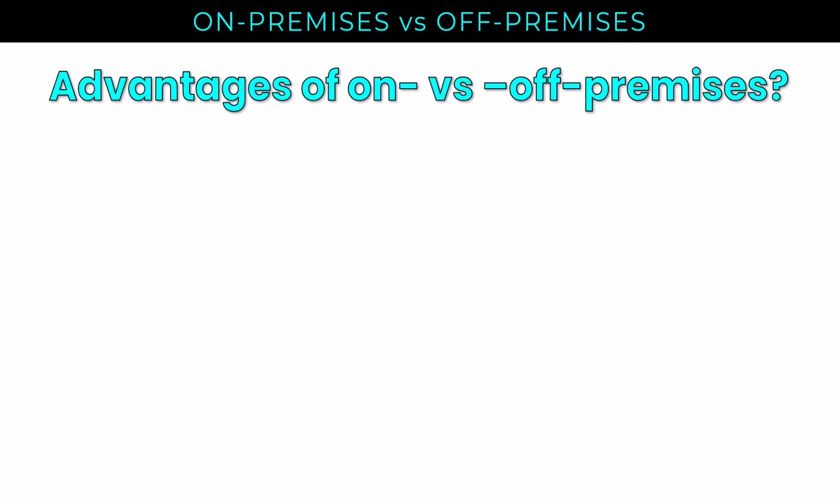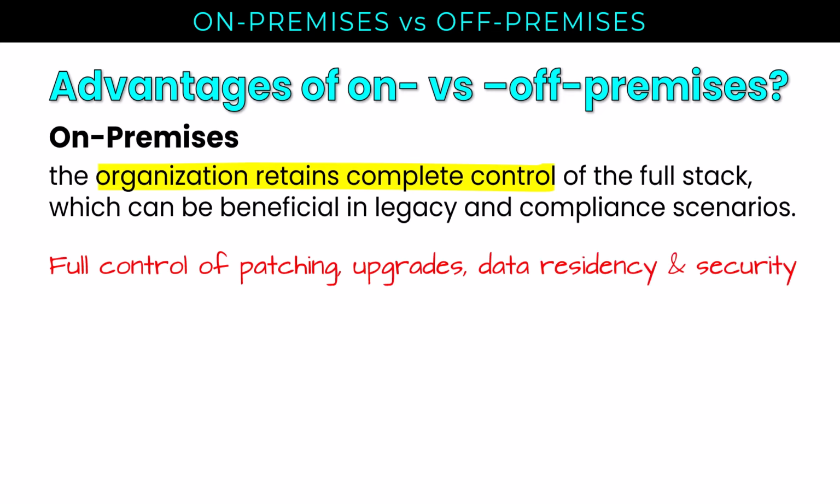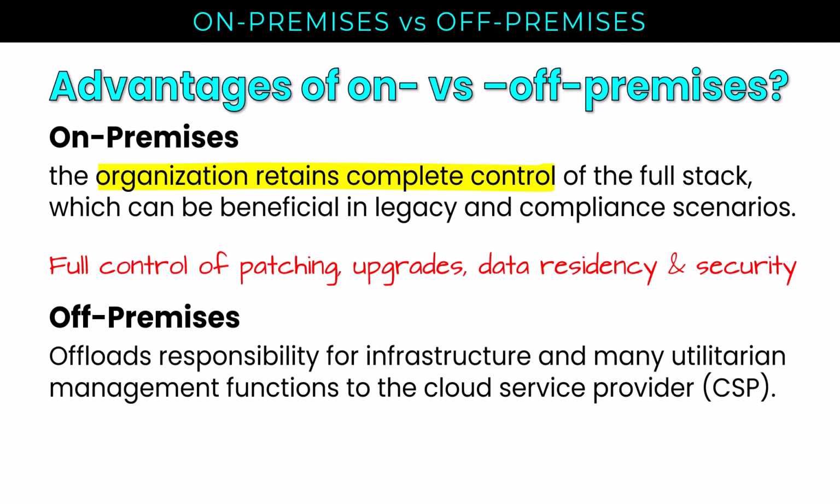Next, we have on-premises versus off-premises, so we'll look at the advantages of each. So on-prem, the organization retains complete control of the full stack. We talked about this in private cloud. This can be beneficial in legacy and compliance scenarios because we have full control of patching, upgrades, data residency, data security. And off-premises, whether we're going to the cloud or a colo facility, it offloads at least some of the responsibility for infrastructure and many utilitarian management functions to the service provider.